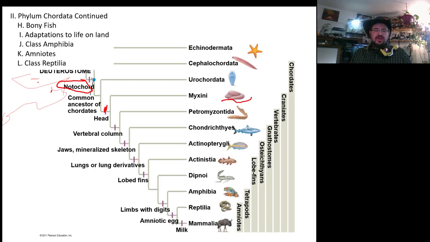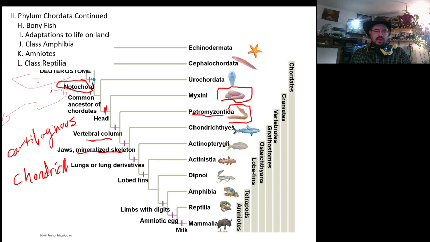Myxini, the hagfish, is our basal craniate. It has a head, it does not have a vertebral column, and it still has a notochord. The development of the vertebral column, which reduces the notochord to the intervertebral discs, gives us the lamprey. And then we got into the development of jaws and a mineralized skeleton. The first mineralized skeleton we talked about was, of course, the cartilaginous skeleton, present in the chondrichthyes. So chondrichthyes were the cartilaginous fish.